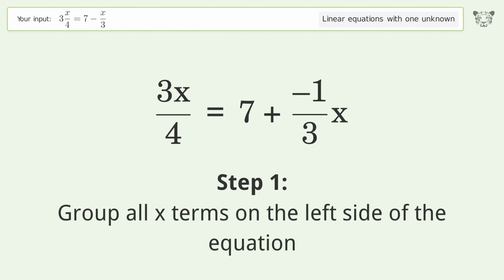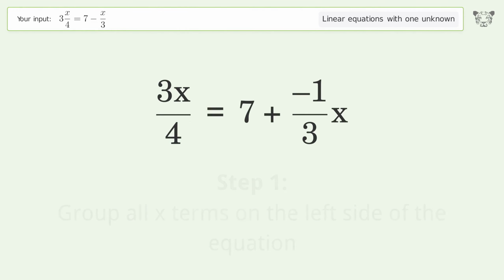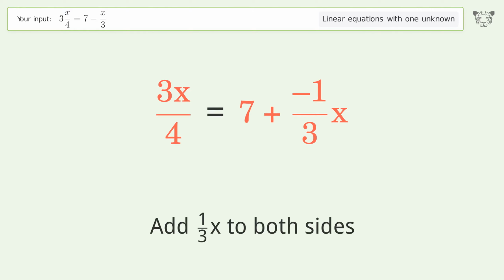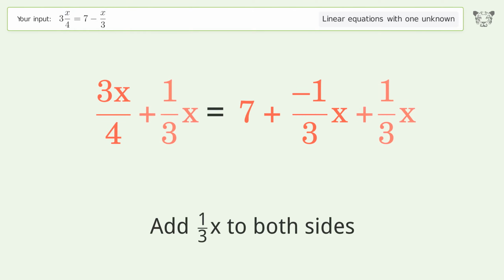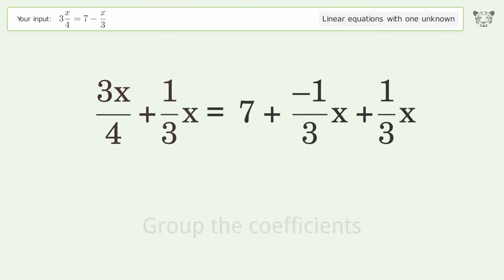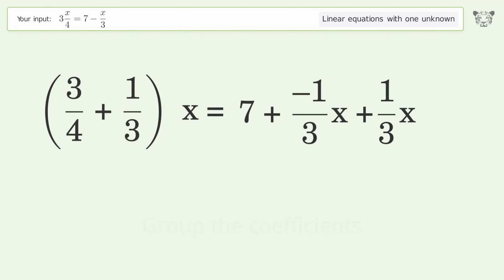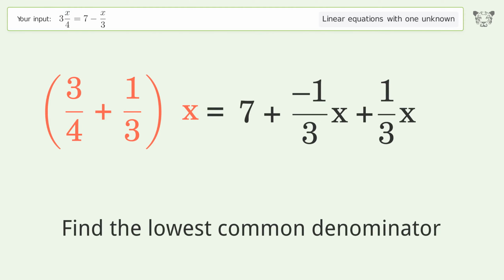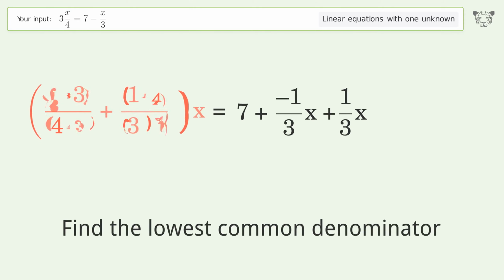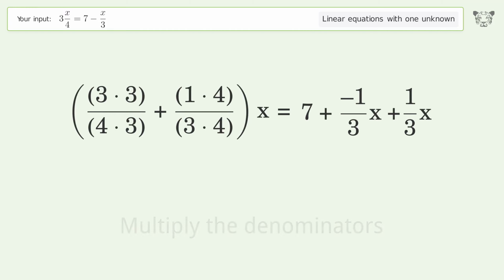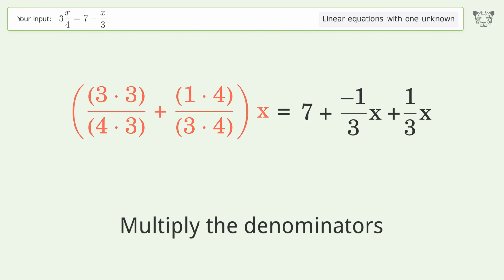Group all x terms on the left side of the equation. Add 1/3x to both sides. Group the coefficients. Find the lowest common denominator. Multiply the denominators.